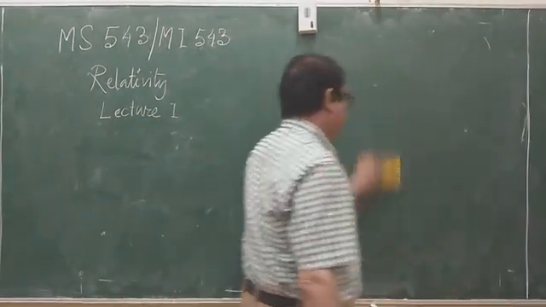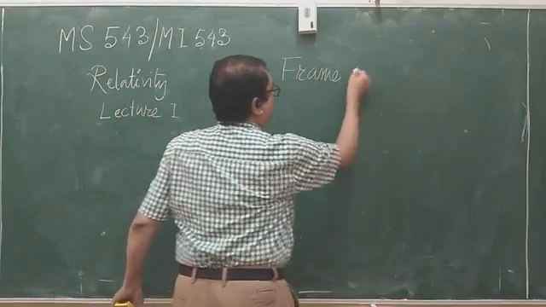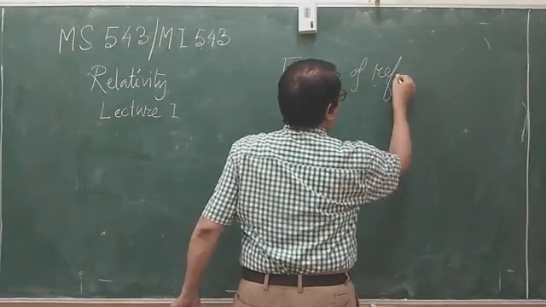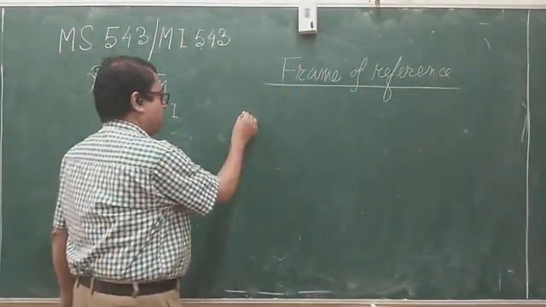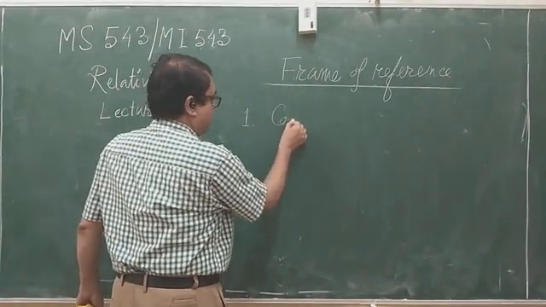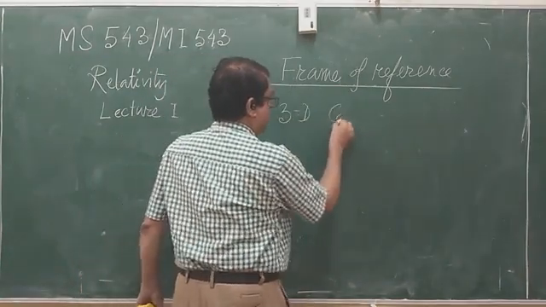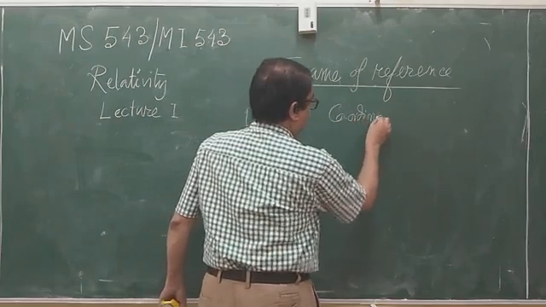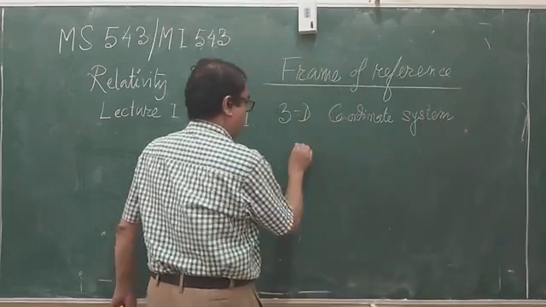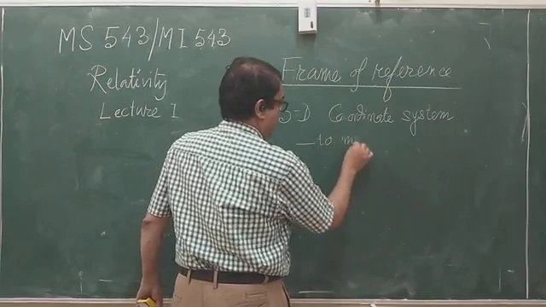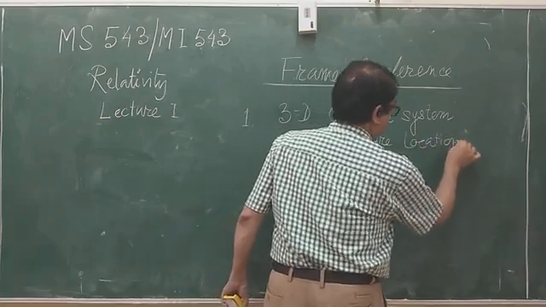So frame of reference means observer, basically. So what is a frame of reference? Let's try to see. A frame of reference, number one, constitutes a 3D coordinate system, which will measure the location of any given event.